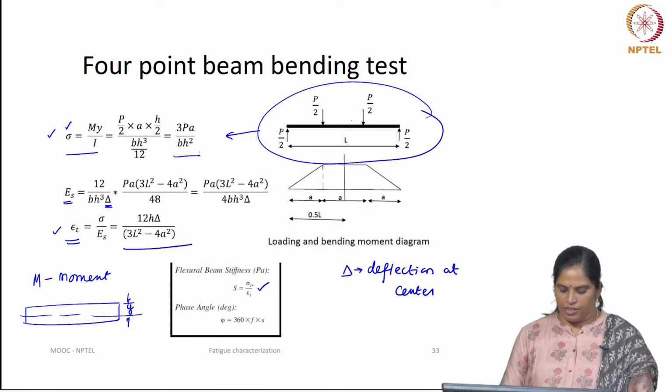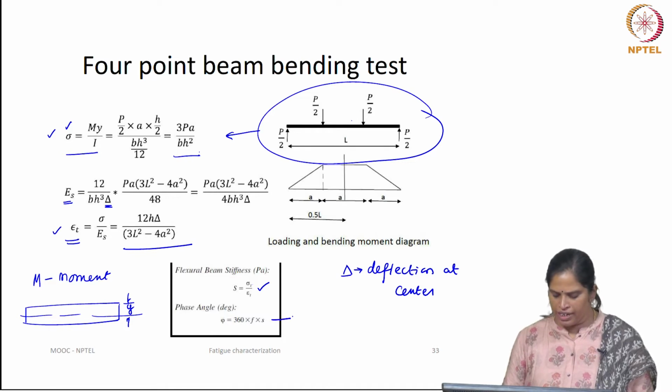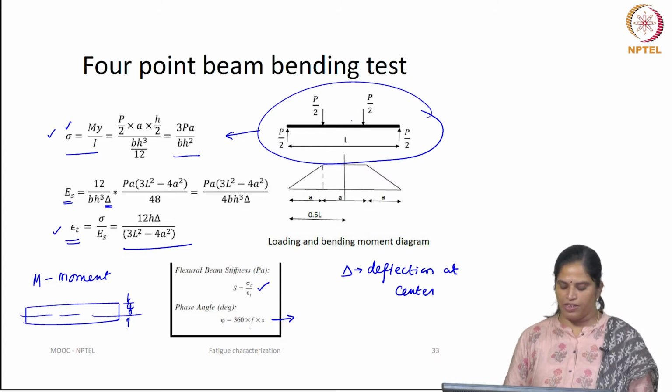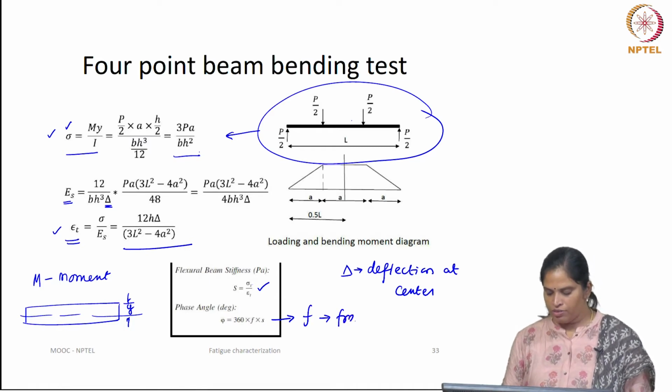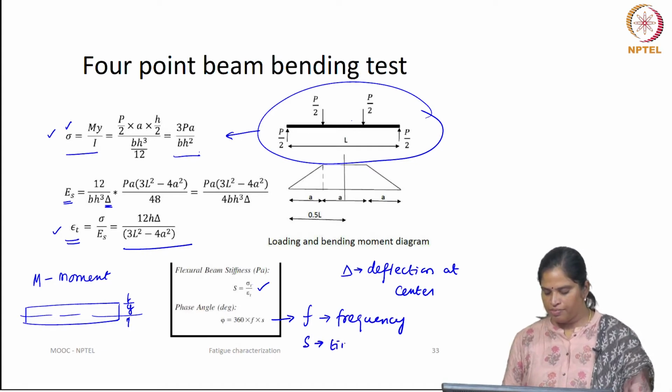Using this expression, sigma t by epsilon t, where sigma t is the stress amplitude and epsilon t is the strain amplitude. And here the phase angle, which is the lag between stress and strain, is given by 360 into F into S, where F is the frequency of testing and S is the time lag between stress and strain.